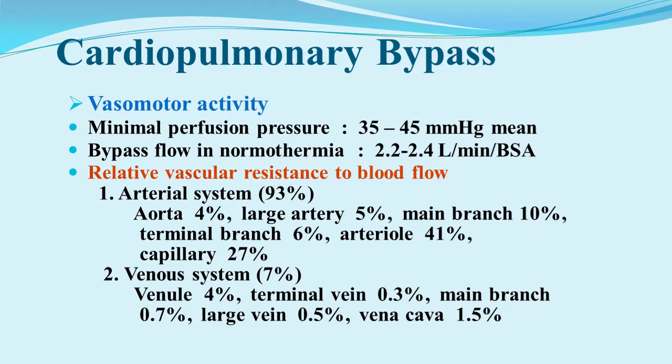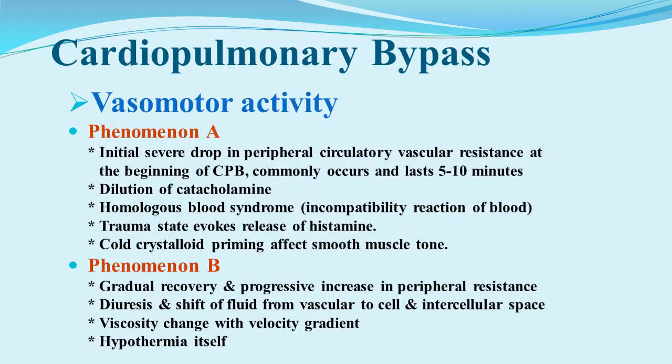Relative vascular resistance to the blood flow: arterial system 93%, aorta 4%, large artery 5%, main branches 10%, terminal branches 6%, arteriole 41%, capillary 27%. Venous system is 7%, venule 4%, terminal veins 0.3, main branch 0.7, large vein 0.5, and vena cava 1.5.